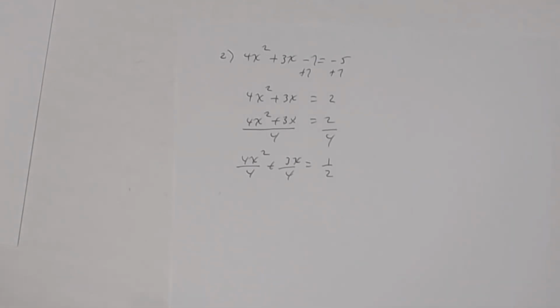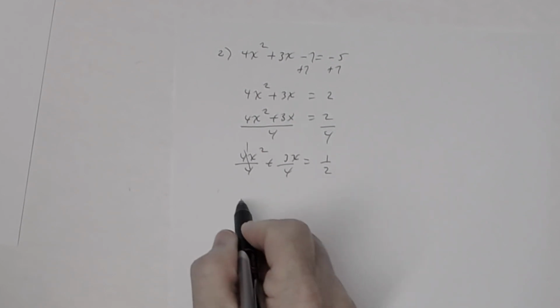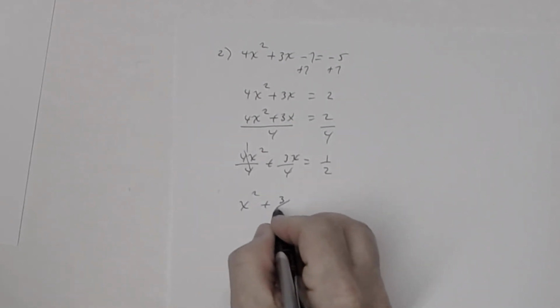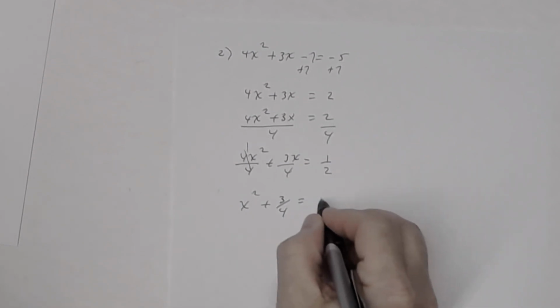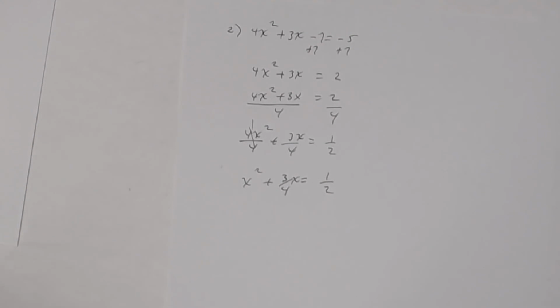Okay, so now we're going to go ahead and reduce this. 4 divided by 4 is 1, which is what we wanted, right? Because we wanted x squared to have a coefficient of 1 plus 3/4 x equals 1/2. All right, so that's where I'm at.